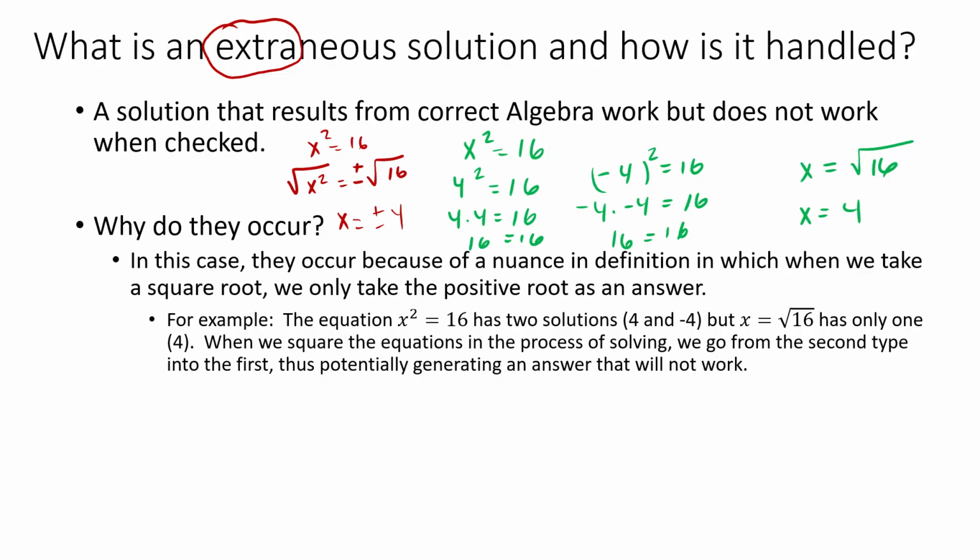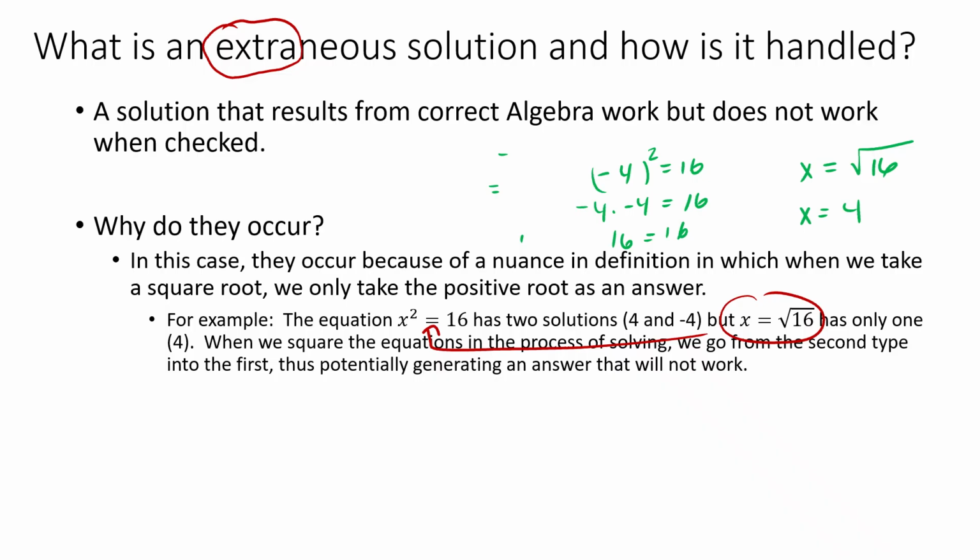Now, when we square the equations in the process of solving, so if you watched the first video, Radical Equations 1, you know that when you're solving, say, a square root equation, you have to square both sides of the equation. Well, when we do that, we take something that is in this form with just an x, and we square both sides, and we land here. And what that does is it potentially generates an extra solution in the work. So I'll kind of show you what we mean by that.